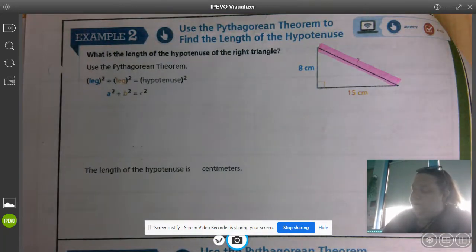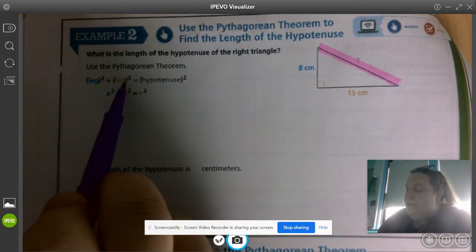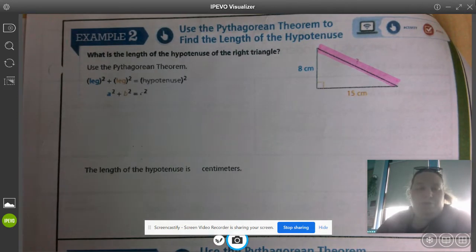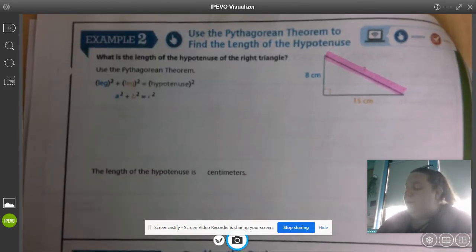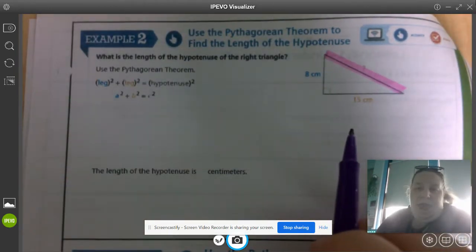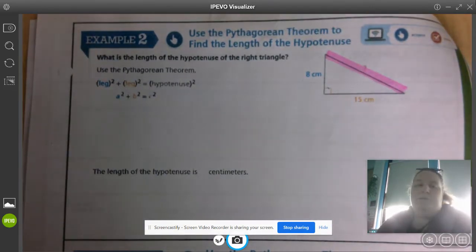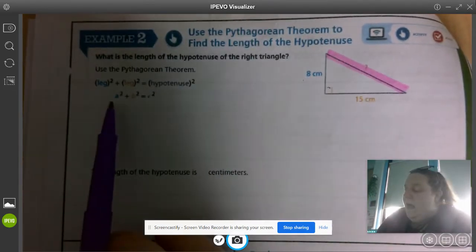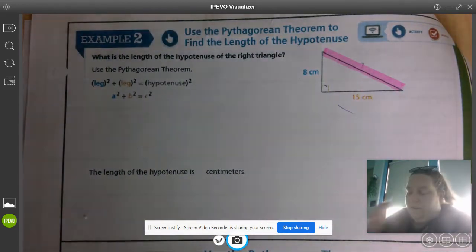When you are given a formula, you should always start with that in your work. So leg squared plus leg squared equals hypotenuse squared. That is the Pythagorean theorem. Or a squared plus b squared equals c squared. Now with your legs, it doesn't matter what you make a and b. You could use 8 squared first or 15. I always like to go smallest to largest. And you'll also notice they color coded it. So I'm just going to follow the colors.